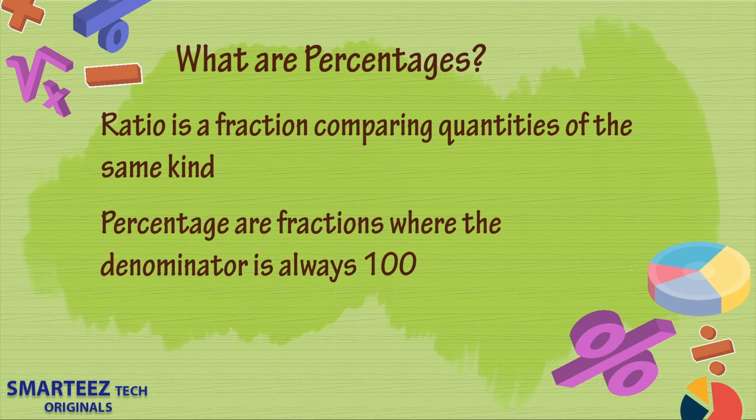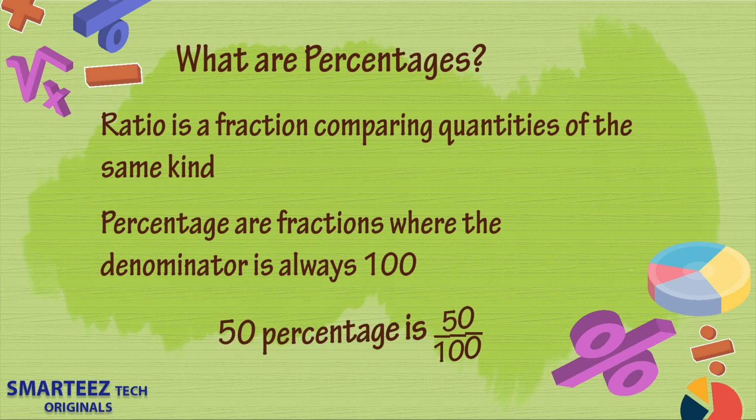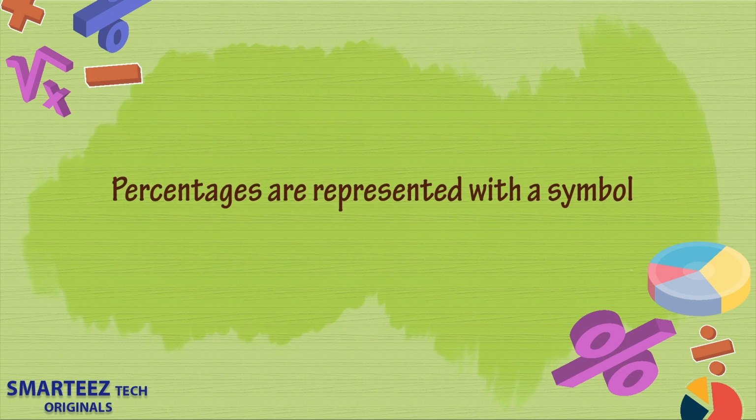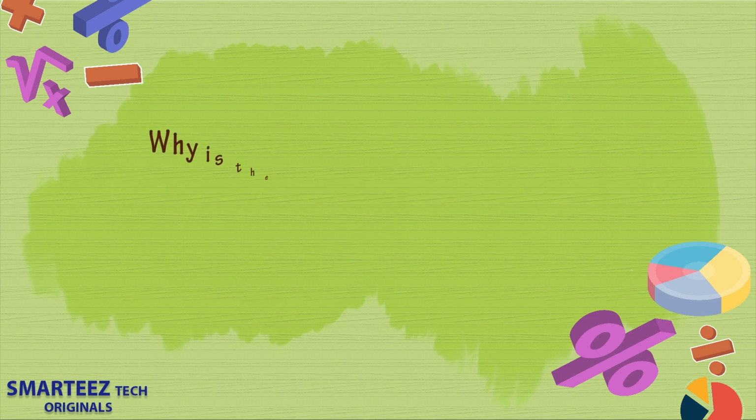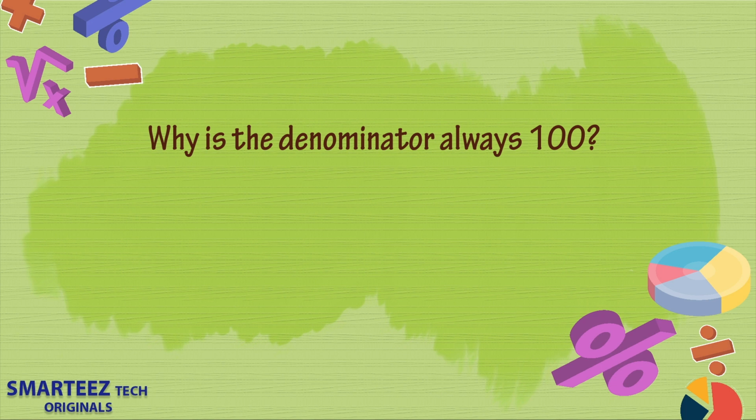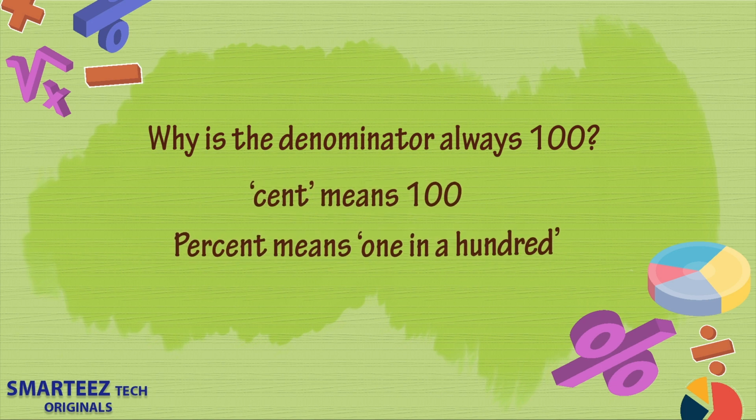The only interesting thing to note about percentages is the denominator is always 100. So 50% is 50 over 100. We can use the term percentages or percentage, or more commonly percent, to refer to the same. Percentages are represented with a symbol as shown here. Why is the denominator always 100? Well, the word cent means 100 and percent means 1 in 100.